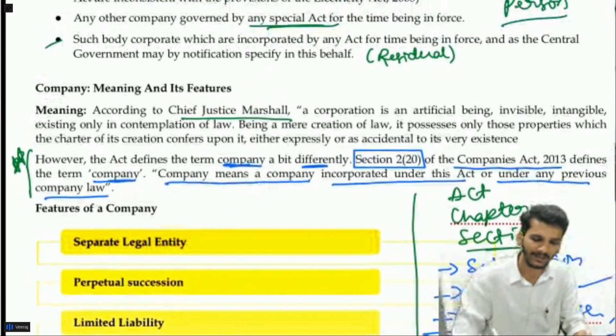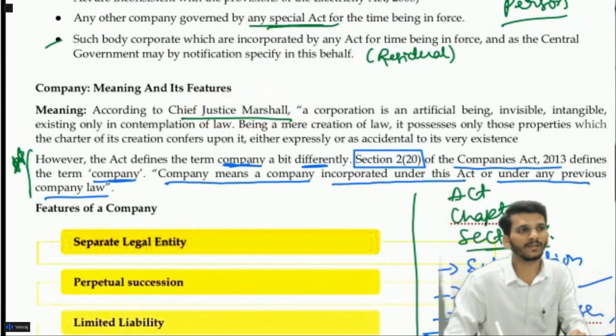That is why there is a person called Marshall, Chief Justice Marshall. You know who is Chief Justice?